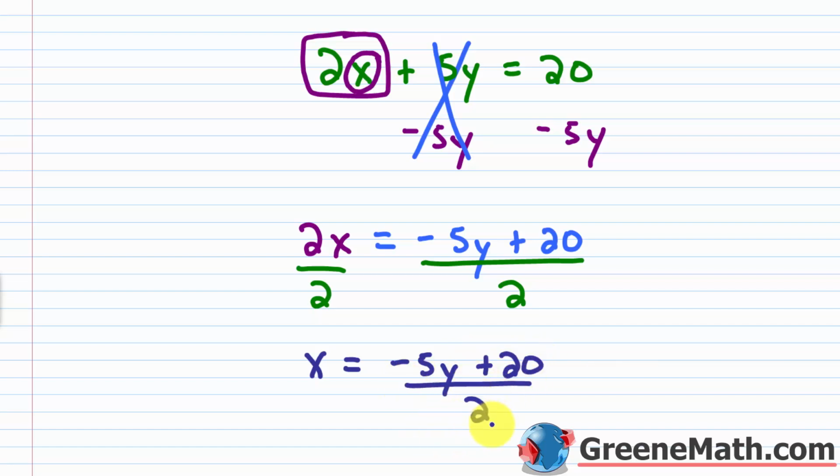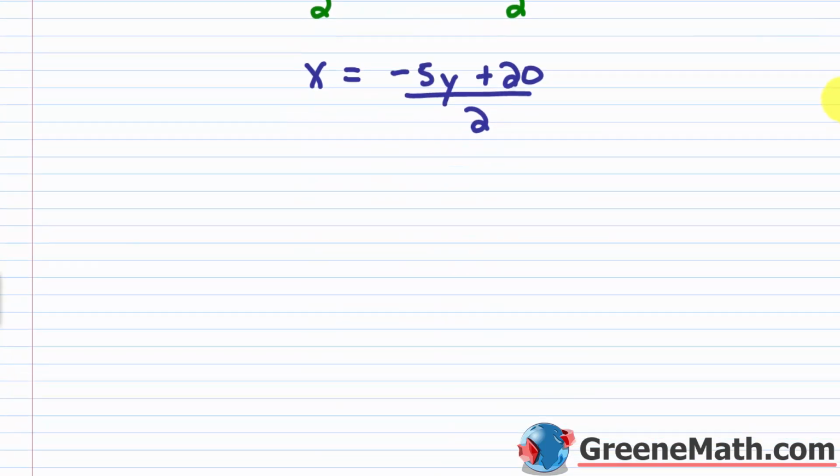Now, there's different ways to write that. You could split that up as negative 5y over 2 plus 20 over 2. So I could also say x is equal to negative 5y over 2 plus 20 over 2. And of course, 20 over 2 is 10. So you could also write it like this. Either answer is acceptable, okay? But I'm just showing you that you can write things in terms of one variable. So I could say x equals something.